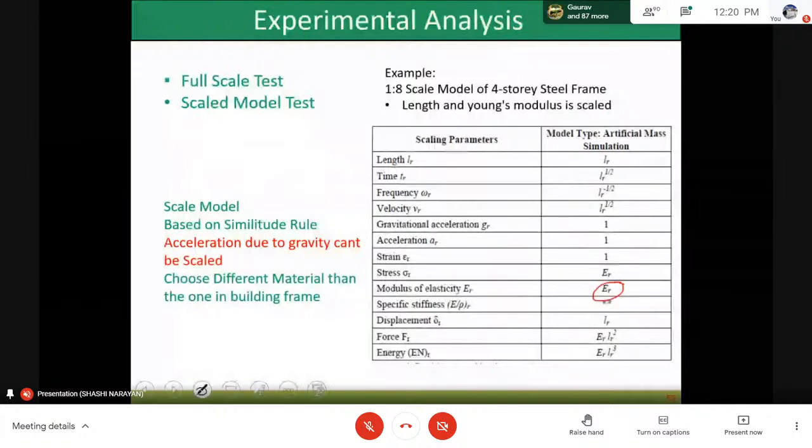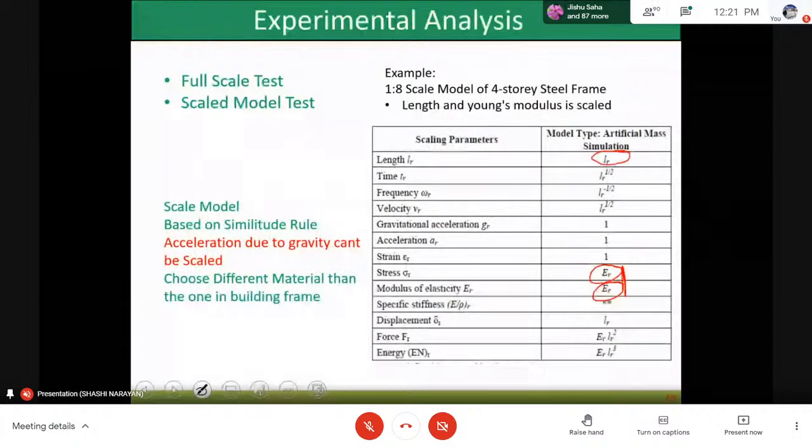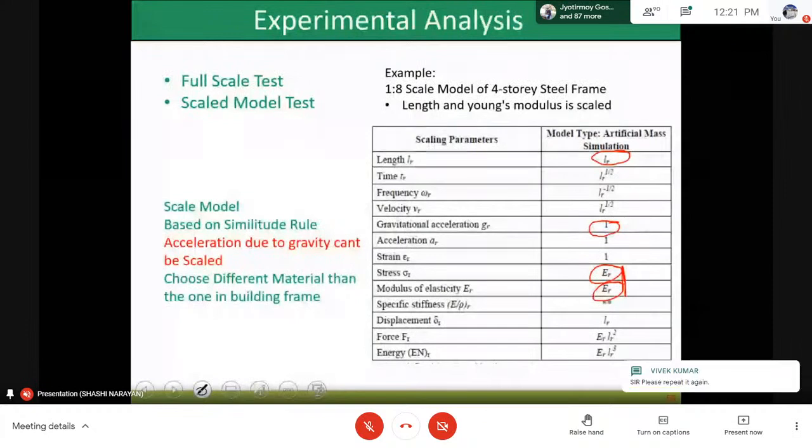Then we have one quantity that can be reduced or increased, which is the modulus of elasticity. Length is the second fundamental physical quantity which has been considered, and the third is the acceleration due to gravity. These are the 3 physical quantities that have been considered in our test. Based on these 3 physical quantities, dimensional similitude analysis has been done, and we try to determine the factor which needs to be multiplied to get the actual values.